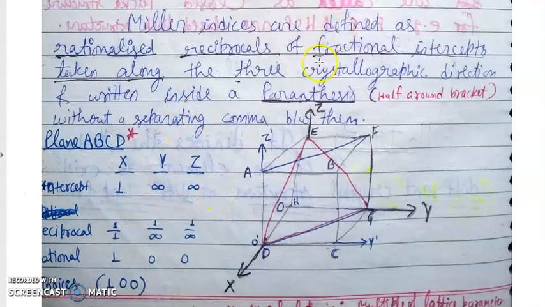Now you have found the fractional intercepts in the X, Y, Z directions, then do the reciprocal. I have done the reciprocal, that is 1 by 1, 1 by infinity, 1 by infinity. Then rationalize it. 1 by 1 will give you the value 1, 1 by infinity will give you 0, and 1 by infinity will give you 0. Now write down the Miller indices in the form of a parenthesis, which is a round or curved bracket. That curved bracket will give you (1, 0, 0). This (1 0 0) will be the Miller indices for the plane ABCD.